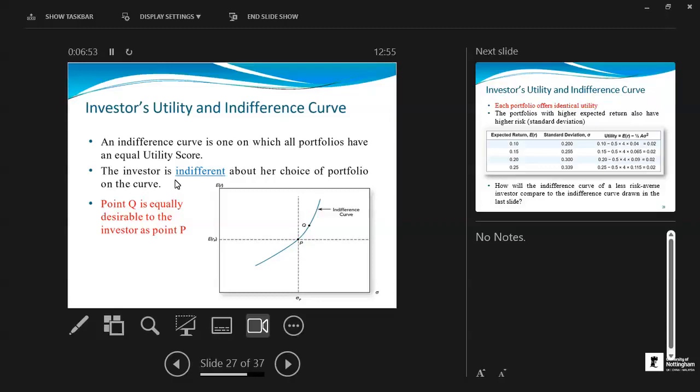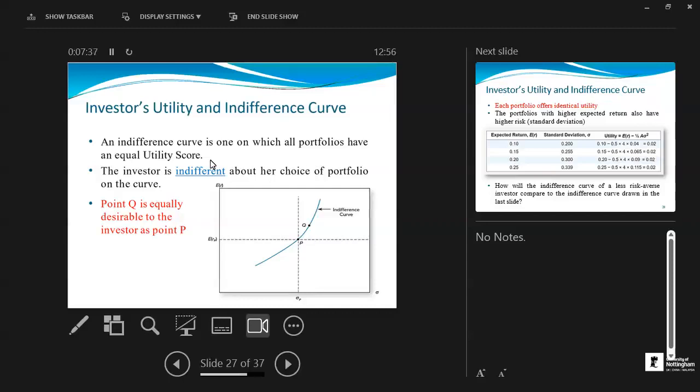So you can choose any point on this indifference curve. As long as the point is on this indifference curve, you will have the same utility. So for example, here you can choose either point P or point Q. Both lie on this indifference curve, which means the investor will be indifferent between portfolio P and portfolio Q, because both portfolios give the same level of utility to the investor.